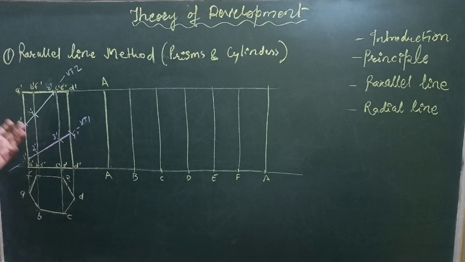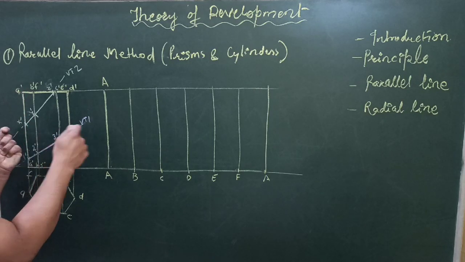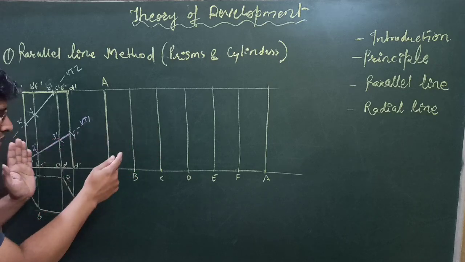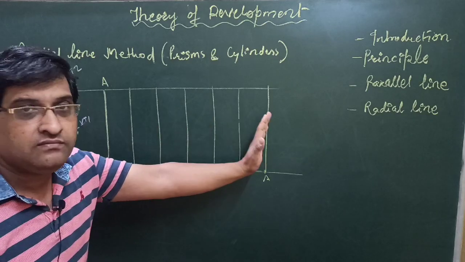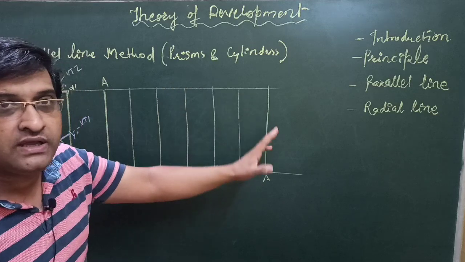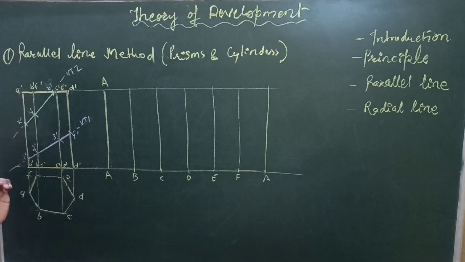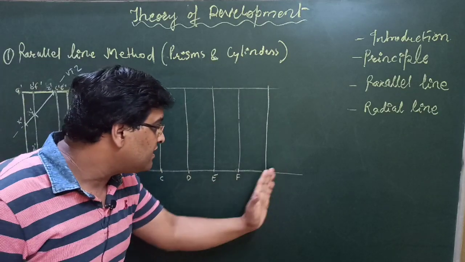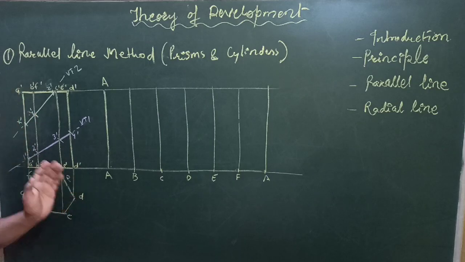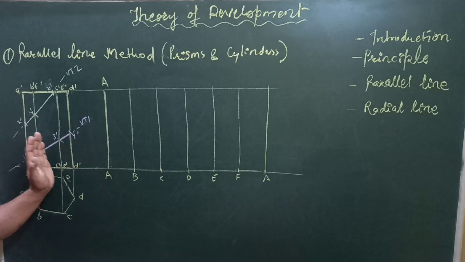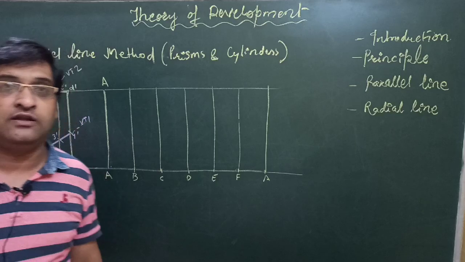Say for example, this is a hexagonal prism. If I cut this solid from here, from this line AA, and open it out like this, it will be opened 6 times and a rectangle will be formed here if we ignore the cutting planes. So this complete rectangle is the development of surface of this solid without considering any cutting planes.